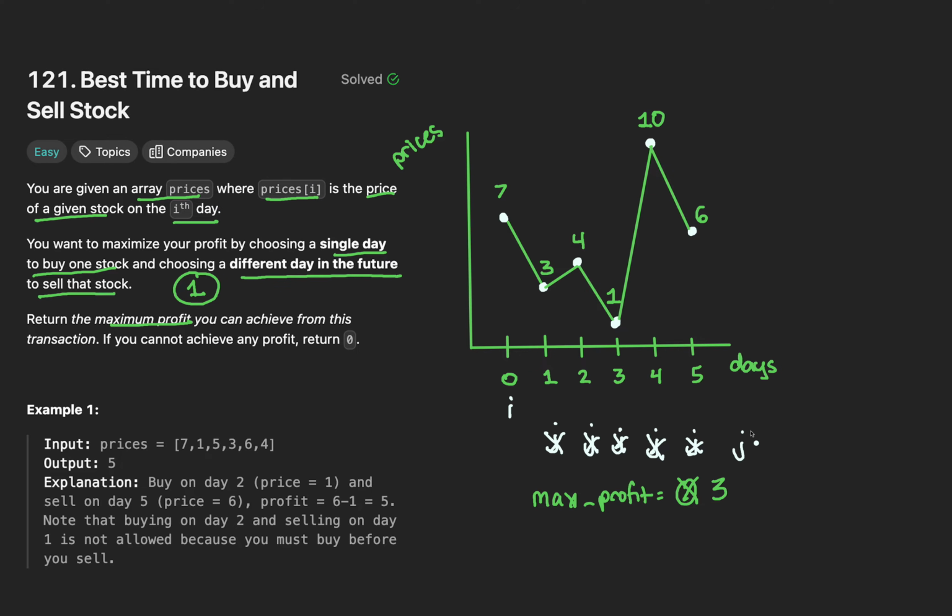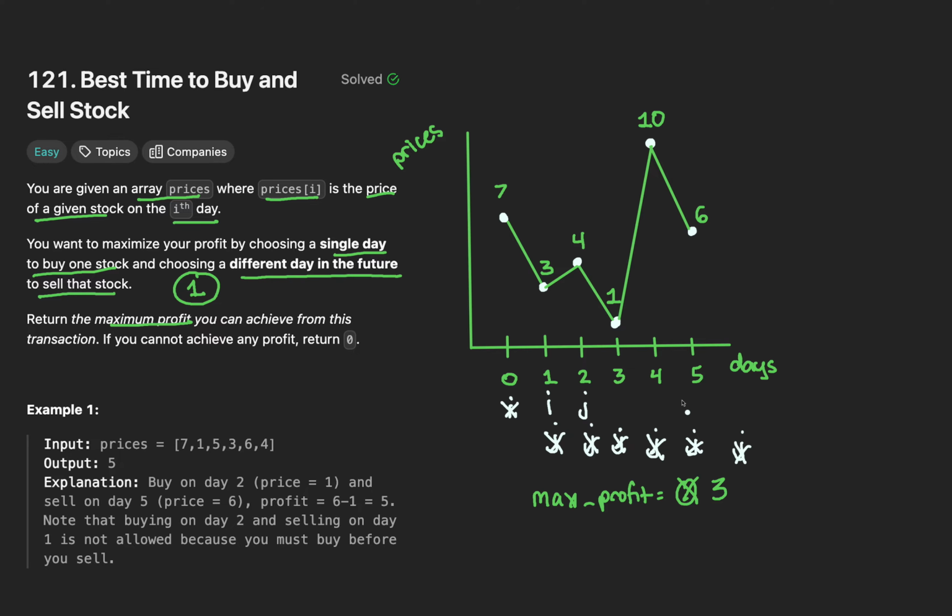When j has exhausted all possible sell days, we'll increment our i pointer to day 1 and do it all over again with j on its next day, day 2, to sell on all future days. So this time it'd be day 2, 3, 4, and 5. But let's cut the walkthrough right here.